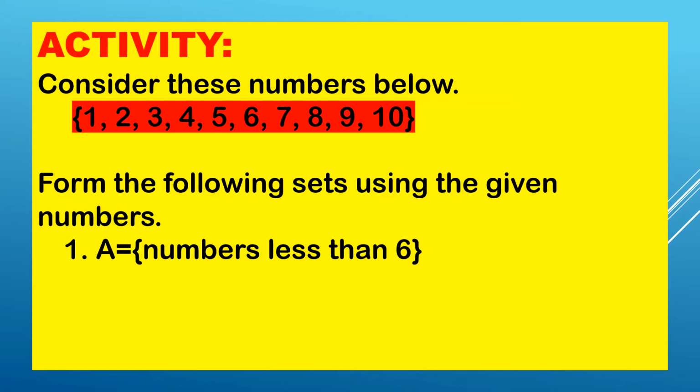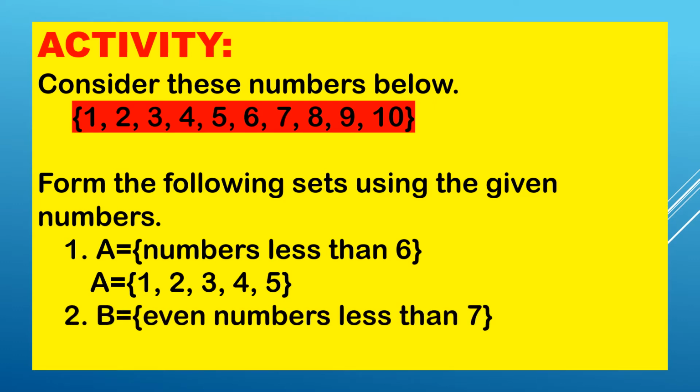Right. So we have set A consists of elements 1, 2, 3, 4, and 5. These are the numbers that can be found from the given numbers that are less than 6. Next, we have set B. Set B are even numbers less than 7. So what are the even numbers less than 7?